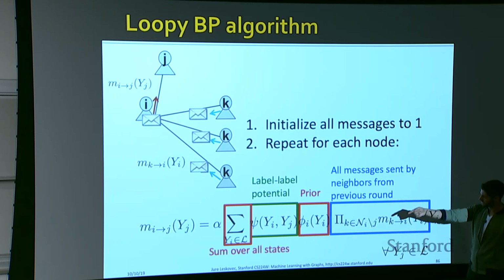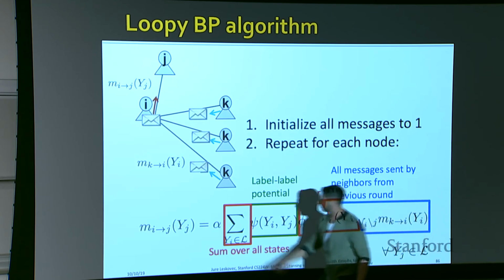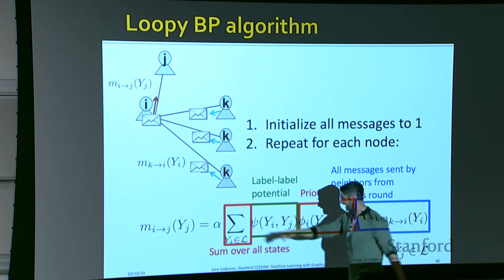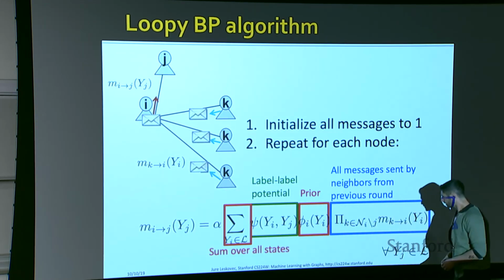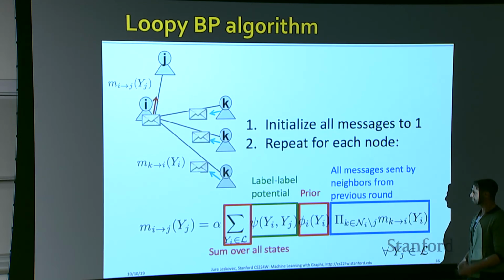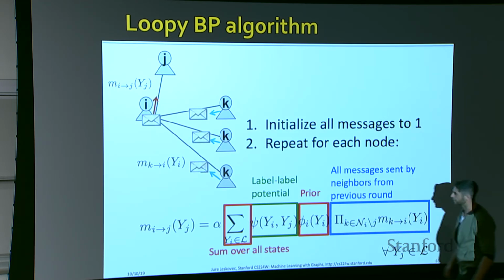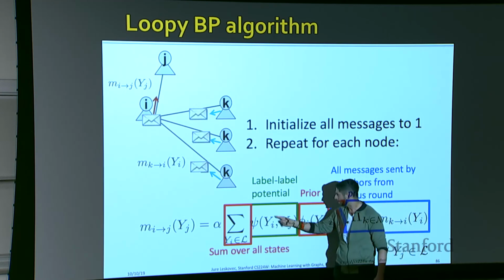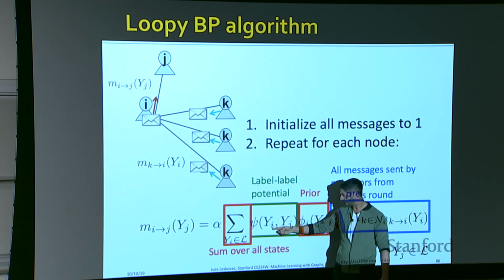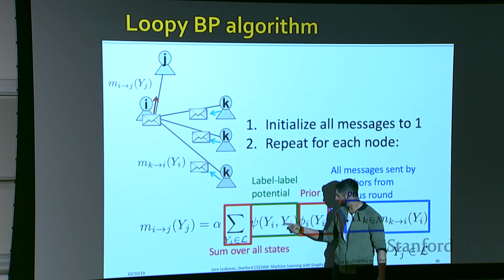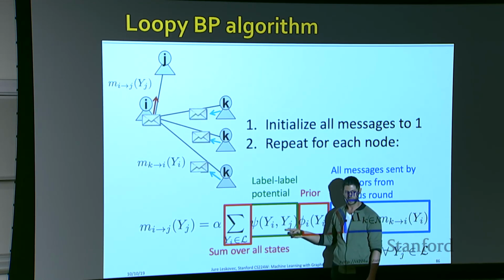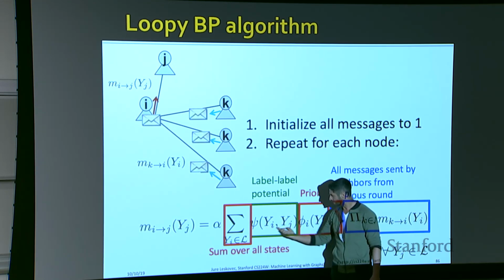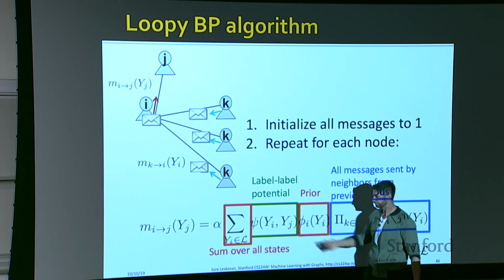We basically send a message from I to J, and the value of this message will be a function of the following. So it will contain, first of all, the label potential. So what is the correlation between the label that currently I holds and the label that he believes that J should be having, okay? So this is basically capturing, is there any homophily between these two nodes, okay?